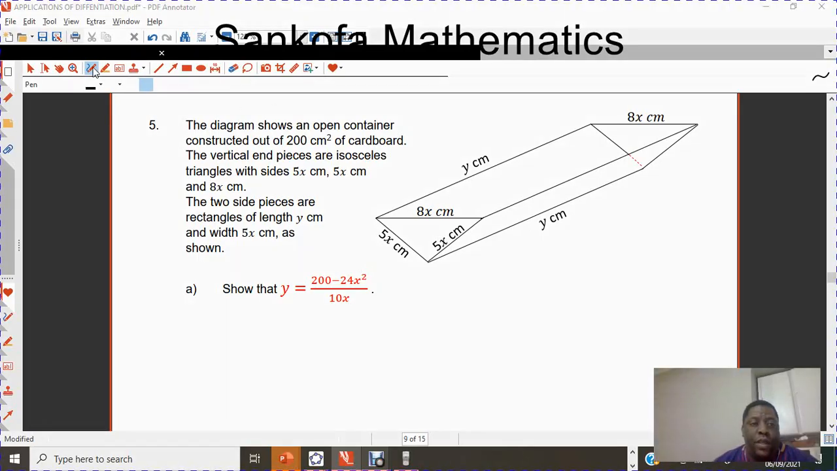This is Mr. Max with my fifth problem on the applications of differentiation. It says the diagram shows an open container, and this container is constructed out of 200 square centimeters of cardboard.